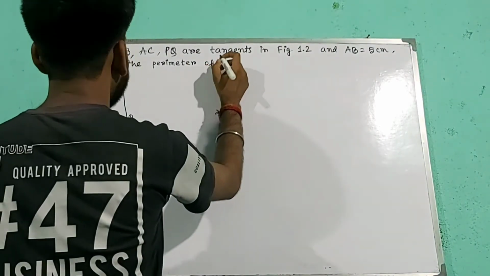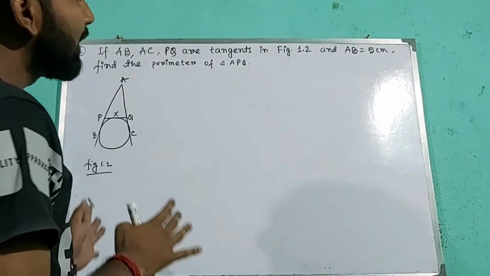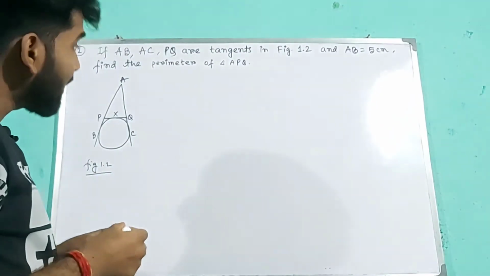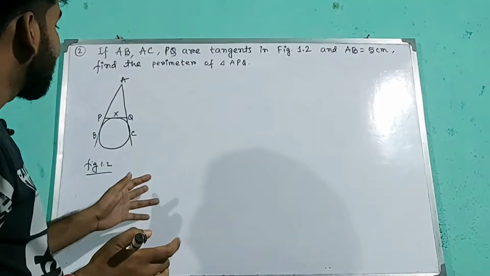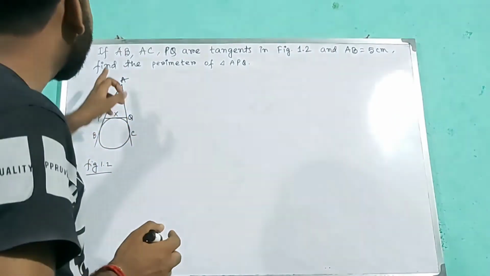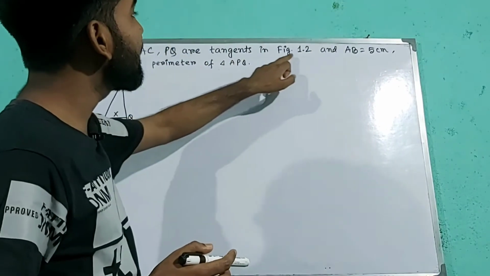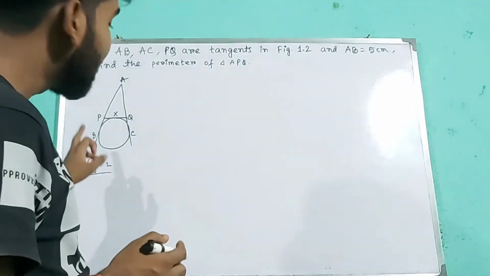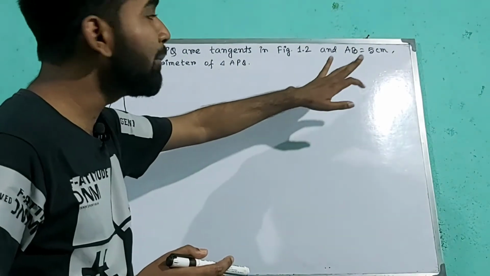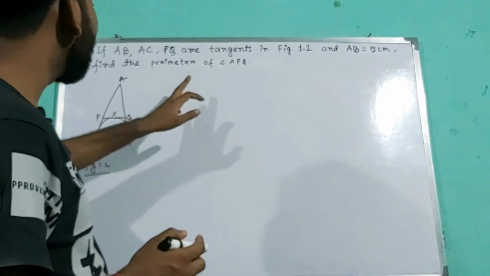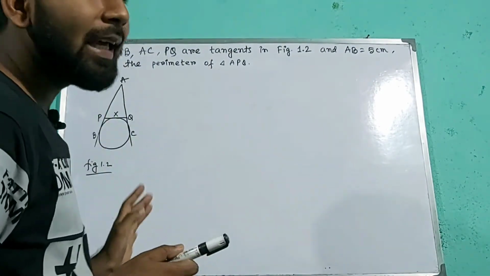Perimeter of triangle APQ. So the question is short. See, I am reading the question. Why? Because suppose you can't see, then at least you can hear what I am saying. And don't laugh at that diagram, I told you earlier. If AB, AC, PQ are tangents in figure 1.2, I have drawn the figure and named it figure number 1.2, and only the value of AB is given. AB equals 5 centimeter. Find the perimeter of the triangle APQ.